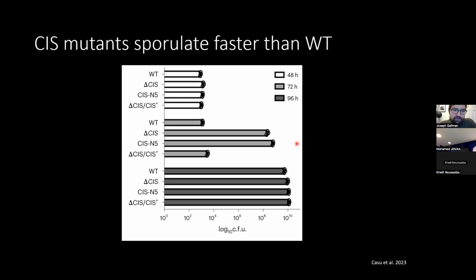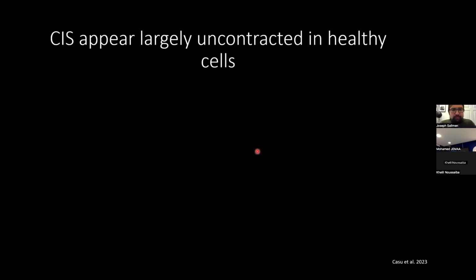And so if I draw your attention to just this main time point, then you can see that this is a logarithmic scale, right? So these are many orders of magnitude more spores found in the cis mutant, which suggests that the cis mutant actually causes Streptomyces to sporulate faster, which means that when you have the cis, the contractile injection systems, it delays the developmental life cycle.